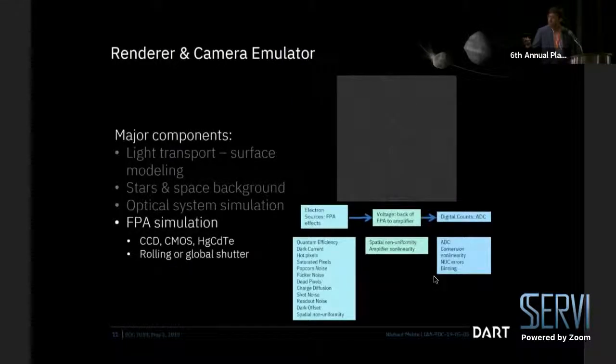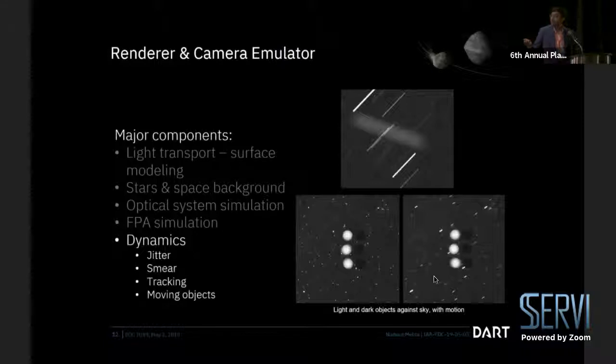And FPA simulation, noise simulation. As mentioned, Draco has a CMOS detector. That's what we're simulating for our SmartNav simulations. We do simulate various types of shutters. SmartNav will be operating in a global shutter mode, which is our primary simulation. And then various components of the FPA noise characteristics: popcorn noise, dark current, read noise, spatial non-uniformity, and so forth.